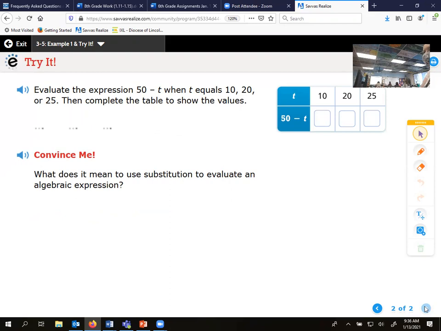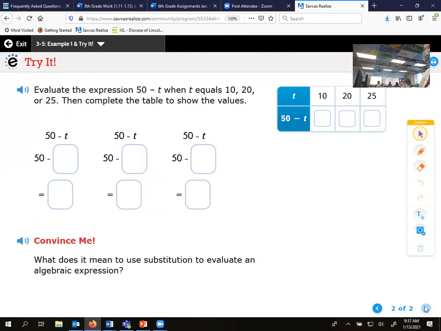So let's look at this. Our algebraic expression is 50 minus t, and we want t to be 10, 20, or 25. And then we'll put everything into the table at the end. I'll just plug in our 10, 20, and 25 into a little box. So our first one will be 50 minus 10, then 50 minus 20, and then 50 minus 25.